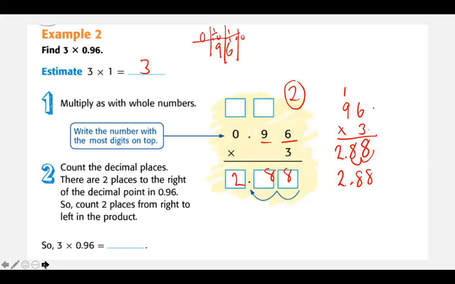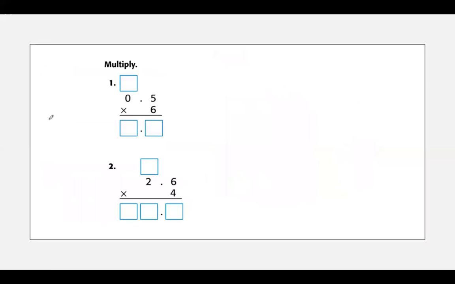So let's do some more. Okay, so I have 5/10 times 6. How many numbers do I have to the right of or behind the decimal place? I have 1. So now I can either rewrite it as 5 times 6, or I can do it this way. So what is 6 times 5? We have 30.